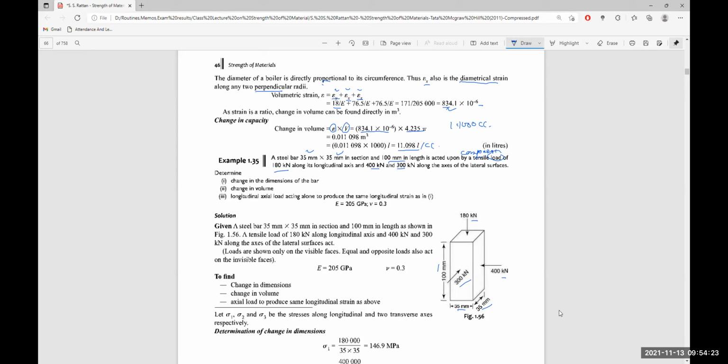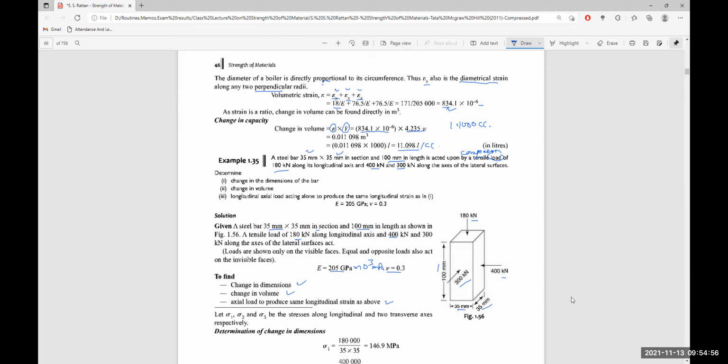So we know the size of the steel bar, its cross-sectional dimensions and length, and we know the different loads acting over it. We also know Young's modulus as 205 GPa, that is 205 times 10 to the power 3 MPa, and Poisson's ratio mu as 0.3. Now we have to find the change in dimensions, the change in volume, and the axial load to produce the same longitudinal strain as above.